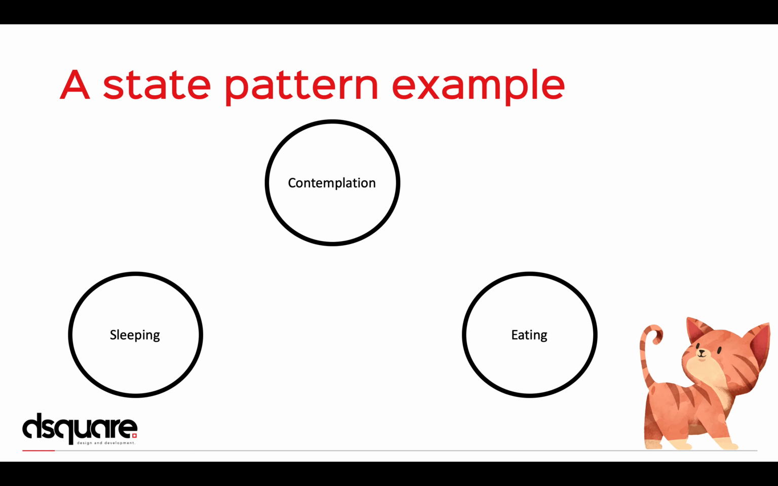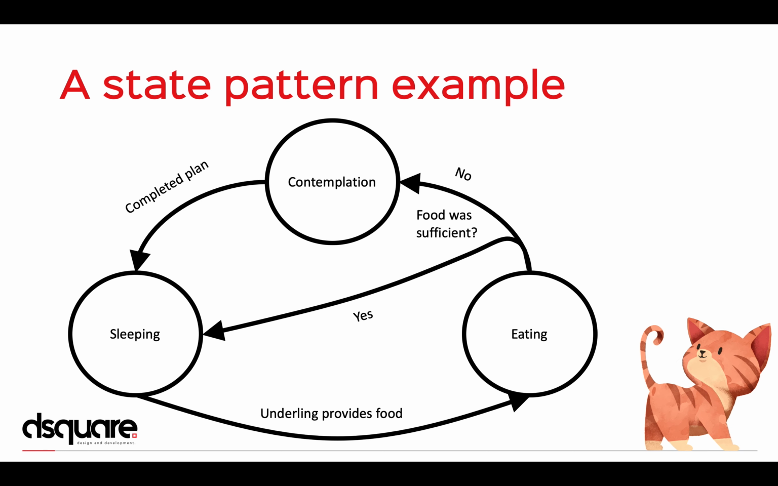Your average house cat on a normal day has three main states, namely sleeping, eating, and a state of silent contemplation in which it considers to take over the world. During the course of the day, the house cat might move between these states. So when the house cat is sleeping, someone might provide it with food. It then traverses over into the eating state.